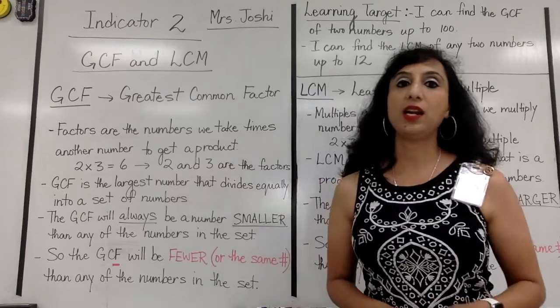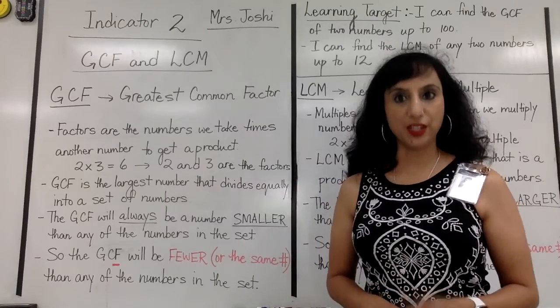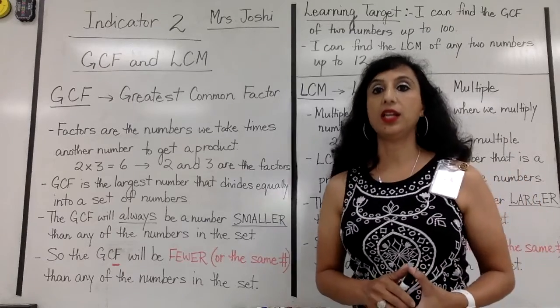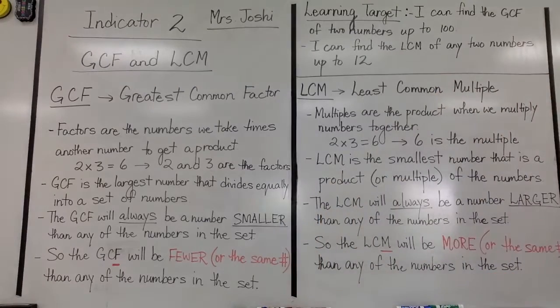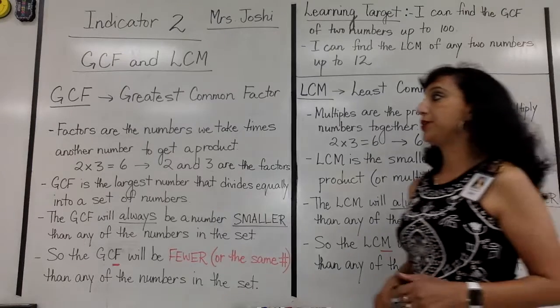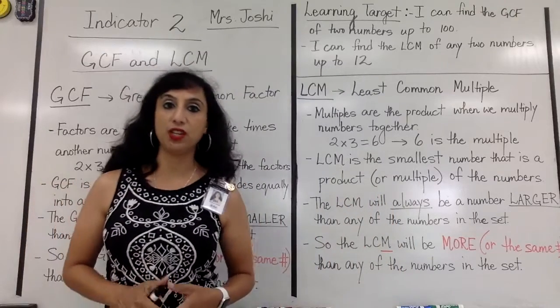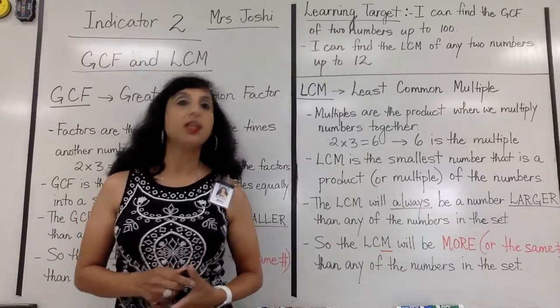Guys, we are now going to begin indicator 2. And indicator 2, as you can see, the learning target: I can find the GCF of two numbers up to 100, and I can find the LCM of any two numbers up to 12. Basically, these two are very, very essential components for you to understand.